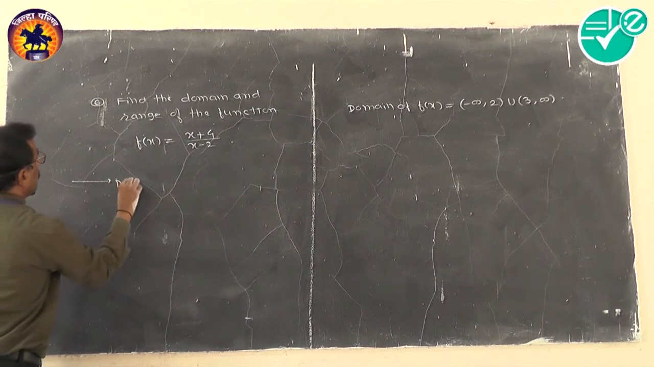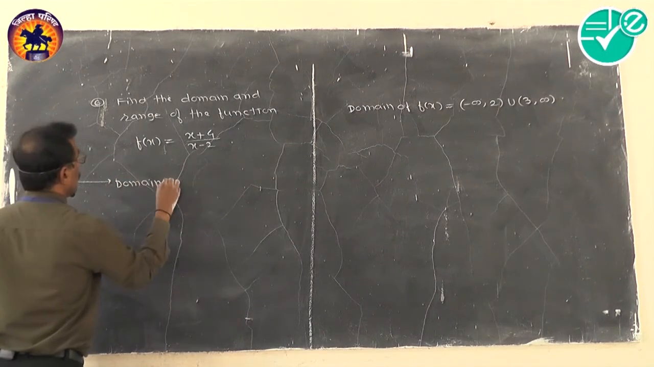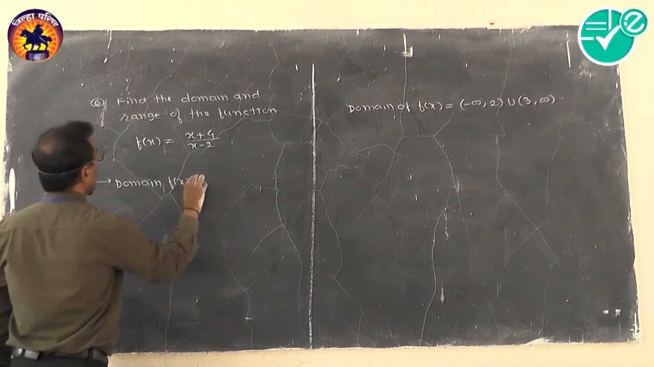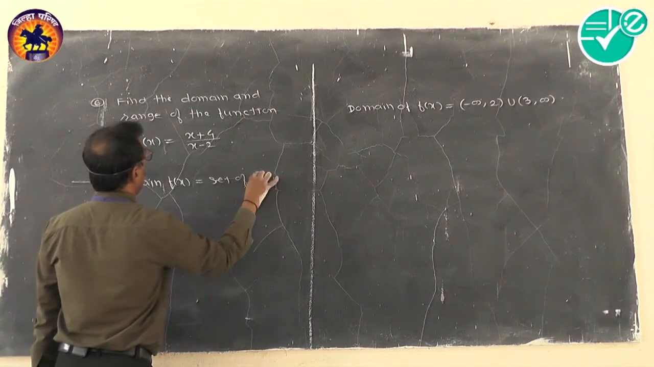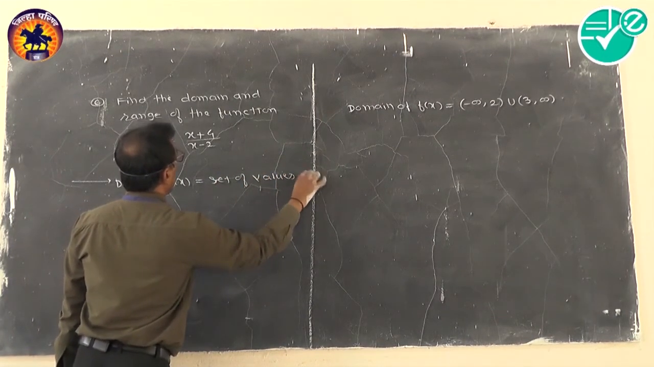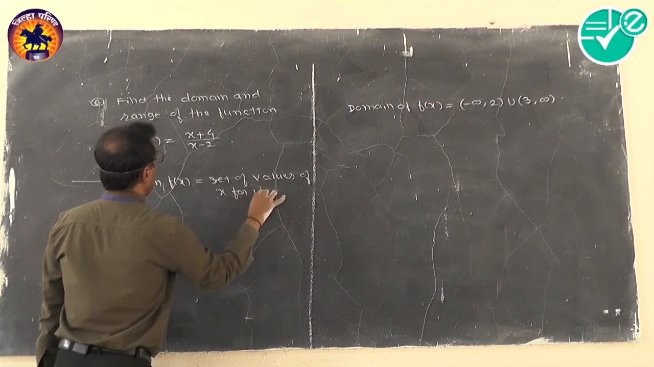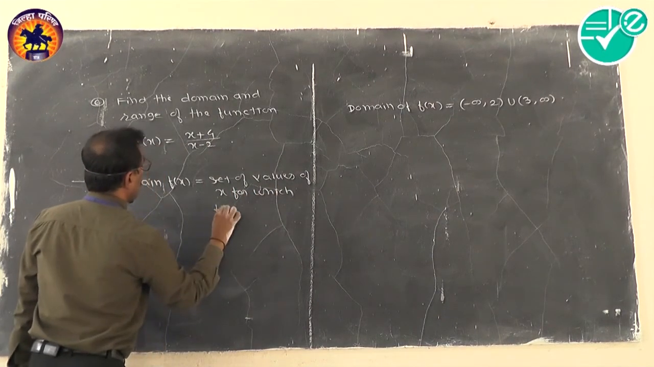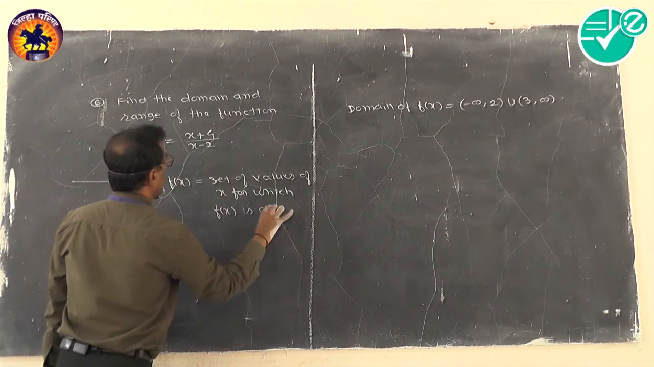Here, if we want the domain of f of x, it is the set of values of x for which f of x is defined.